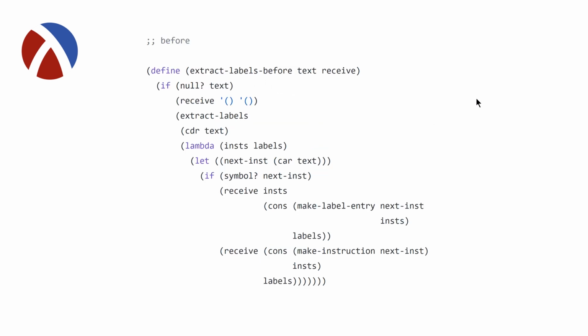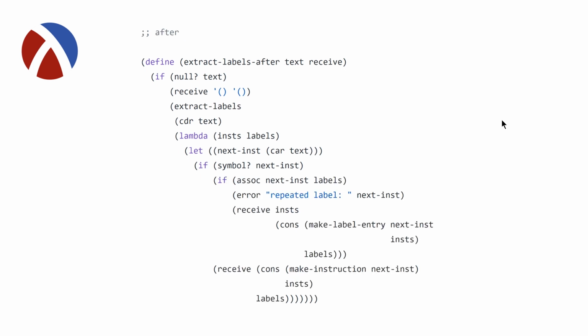You note that I have the hyphen before here, and hyphen after is the modified version. So if I highlight the inserted code, basically all it is here: at the point in time where we have gotten a label that is identified by the next instruction car text, we just add this if assoc next instruction in the labels. So we just check, does the label that we're currently at exist in the future labels? Then we just error, repeated label, and otherwise you just output next inst and carry on as before. So pretty straightforward how to modify this extract labels procedure such that it errors out.